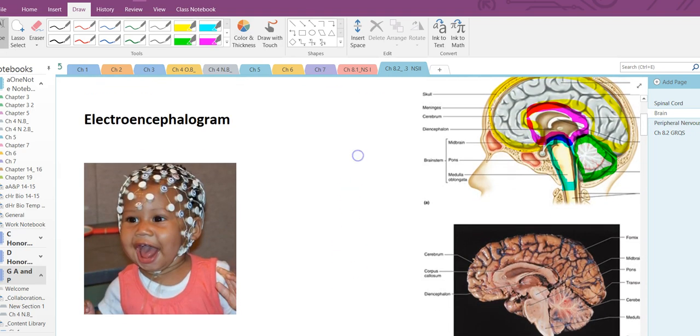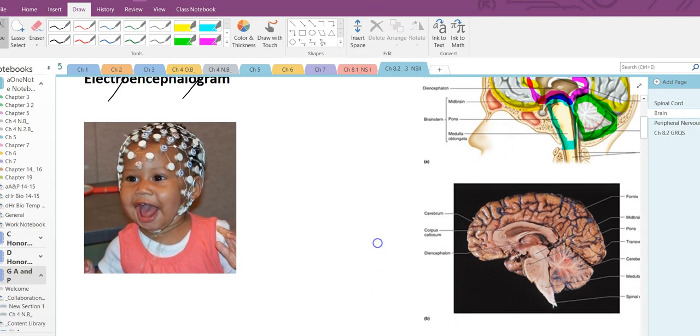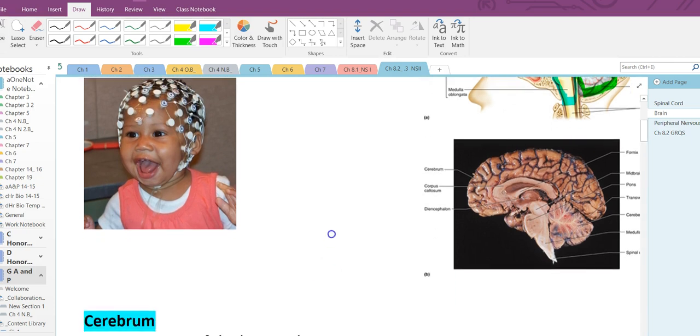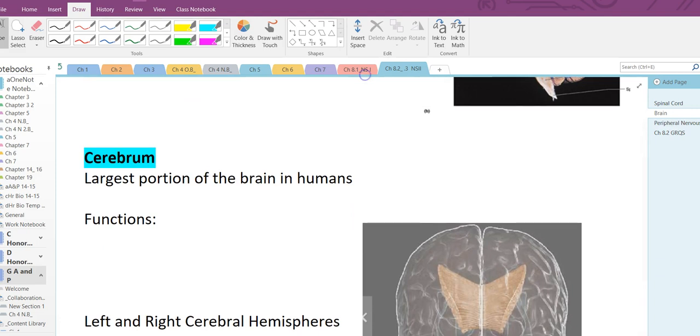An electroencephalogram, if we break it down into its root words, electro meaning electricity, encephalo meaning brain, and gram meaning a chart, allows us to monitor brain activity. And so if we feel that there's a neurological imbalance, we can run an electroencephalogram or EEG that can allow us to be able to monitor brain activity.